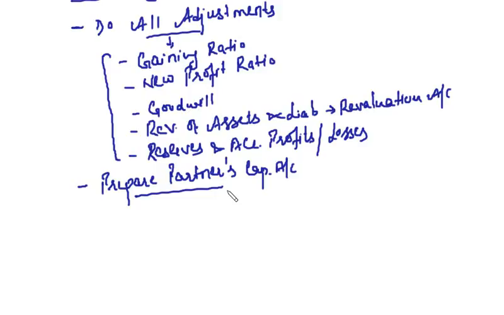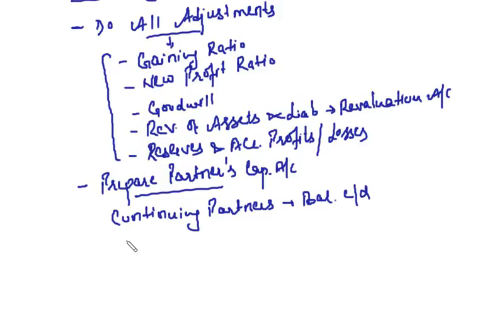Now, what will you get in the partners' capital accounts? For the continuing partners, it will be the balance carried down. What about the retiring partner? We will get some balance in the partners' capital account. For the continuing partners, it will be the balance carried down, which we will show in the new balance sheet of the continuing partners.